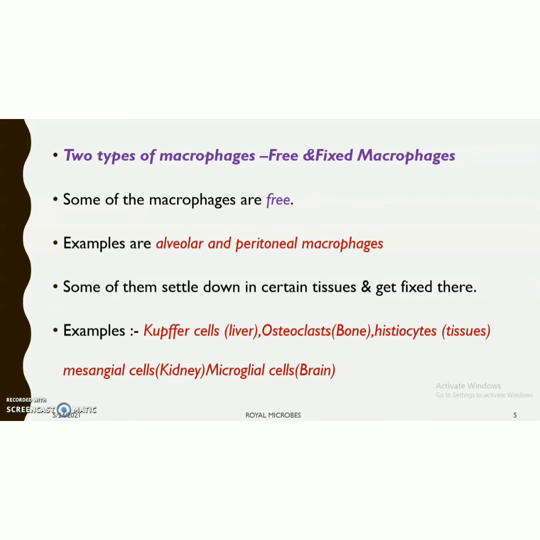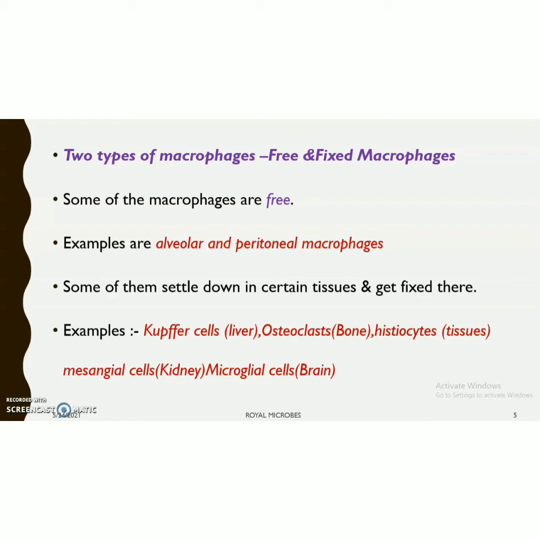Two types of macrophages can be seen, free macrophages and fixed macrophages. Some of the macrophages are free, free wandering amoeboid cells. Examples are alveolar and peritoneal macrophages. Some macrophages settle down in certain tissues and get fixed there. Such macrophages are called fixed macrophages.